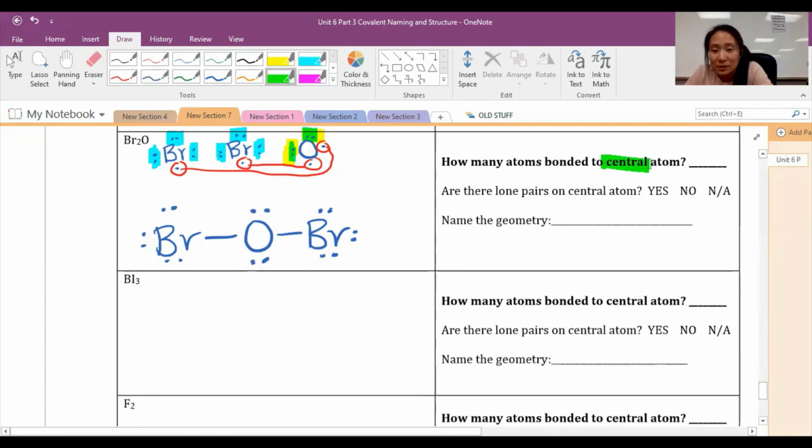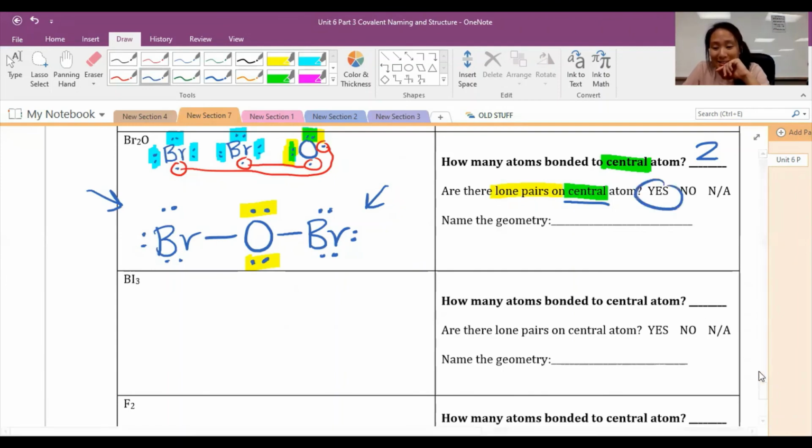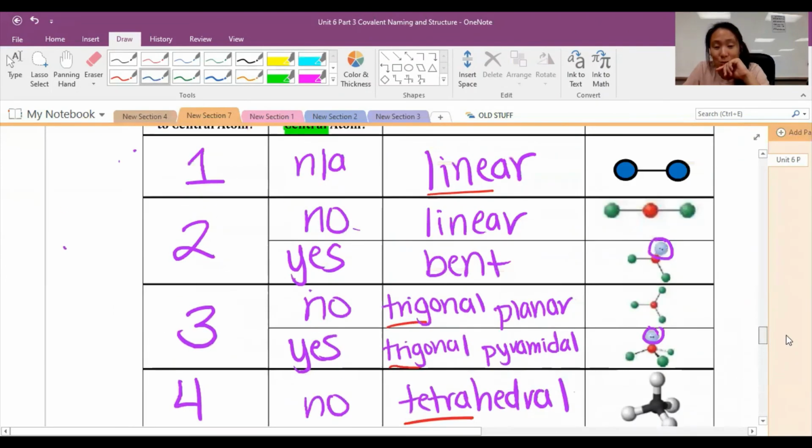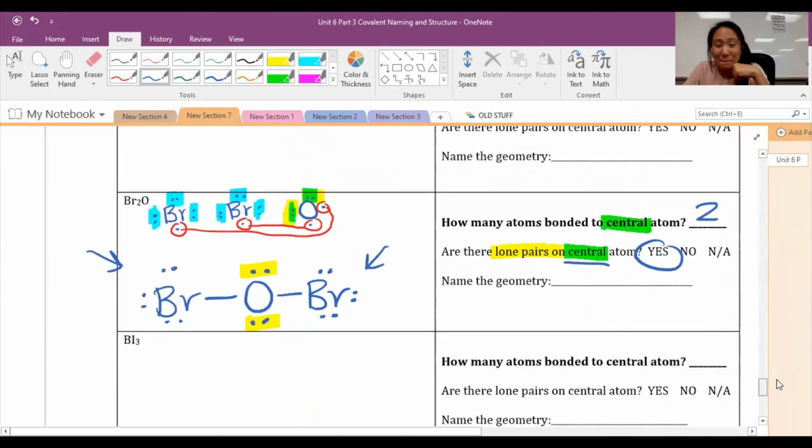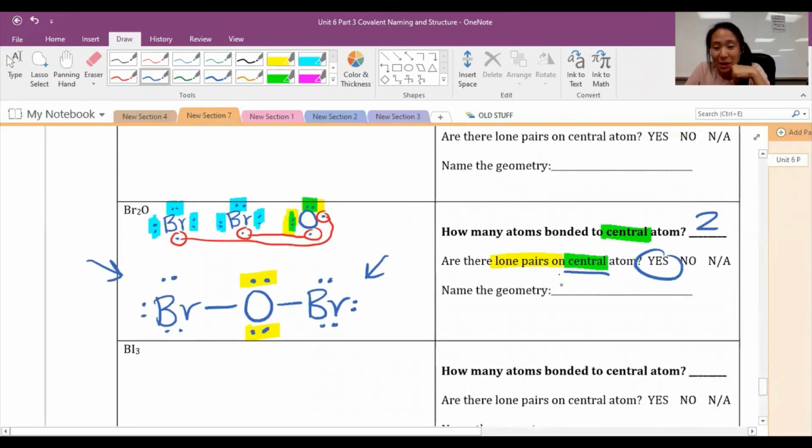So here it's all about the center, the central, the middle element. How many atoms are bonded to the central one? 2. I have a bromine here and I have a bromine there. Are there lone pairs on just the center, the middle one? Yes, right? I have some here and here. Bromine obviously has lone pairs, but we don't care about them. We just care about the one in the middle. So the answer here is yes. 2 and yes, right? So you go and look, 2 and yes is what shape? It becomes bent.